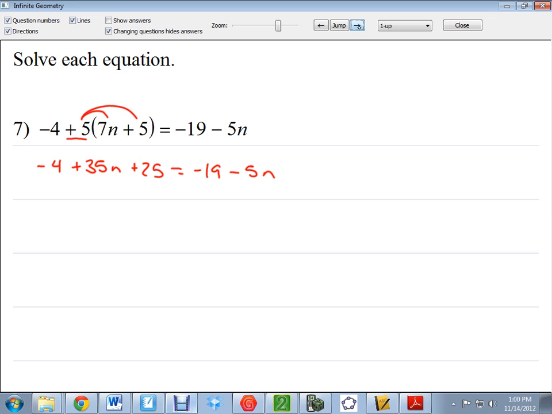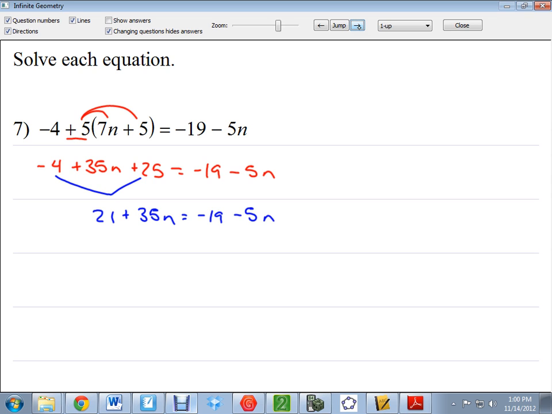Alright, that is one option that you could do. You don't have to do this next, but that is perfectly acceptable. These are both just plain numbers. They don't have any variables with them. They're just numbers. You can combine them. Negative 4 and a positive 25 will make 21. Bring down the plus 35n. Bring down the negative 19. Bring down the negative 5n because I didn't mess with any of those things.